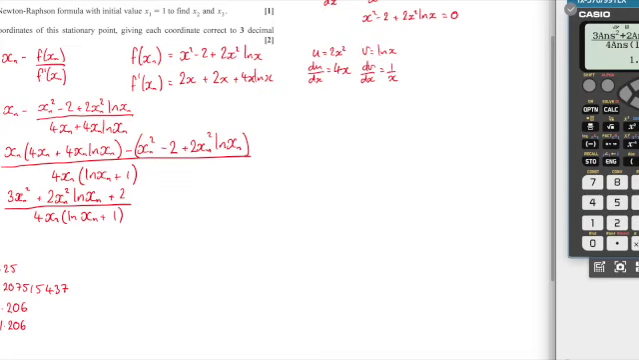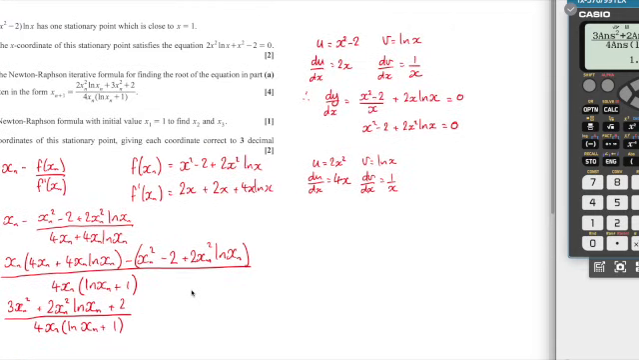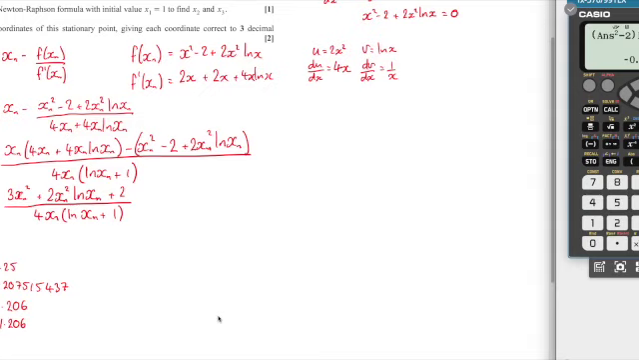I'm happy with that. So I then want to find the coordinates of the stationary point, so I need to go all the way back to my initial y value of the curve, which was x squared minus 2 ln x. So I'm going to use that value I've just got, and we're going to have brackets answer squared minus 2 ln answer. Gives me a y value. 1.206, minus 0.102.